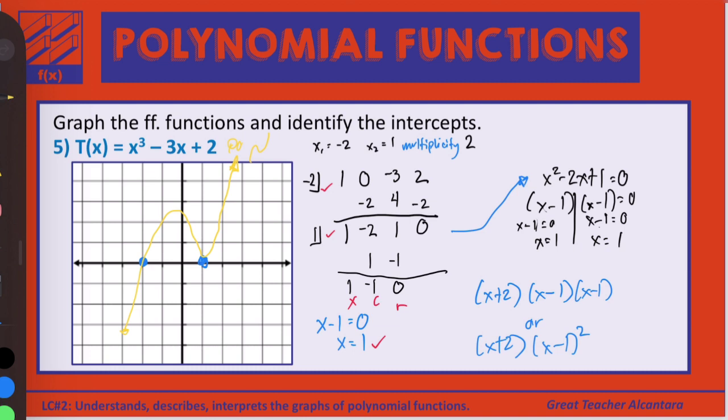And you might be asking, sir, what happened with this graph? Basically, since there is a multiplicity, instead of passing through the x-axis, it will bounce off. That's the effect of the multiplicity if it is 2. Again, if the multiplicity of 2 is the one you can observe in this example or any examples, there will be a bounce that will happen. And the bounce happens at the point where the multiplicity exists. Since my multiplicity is at 1, the bouncing will happen at 1.